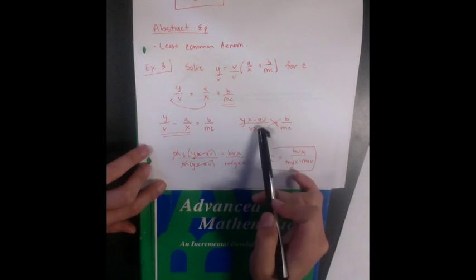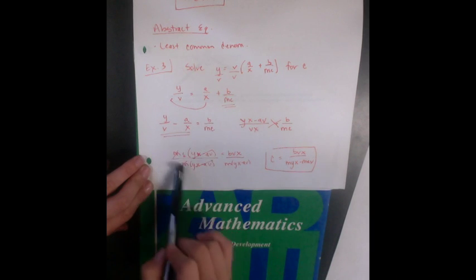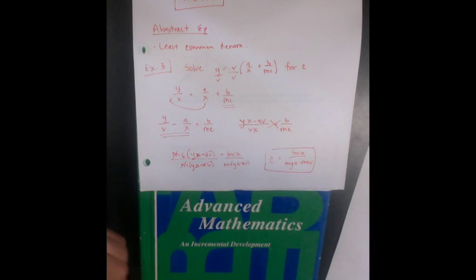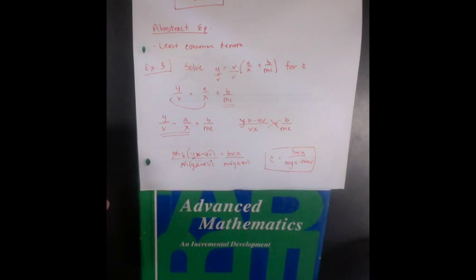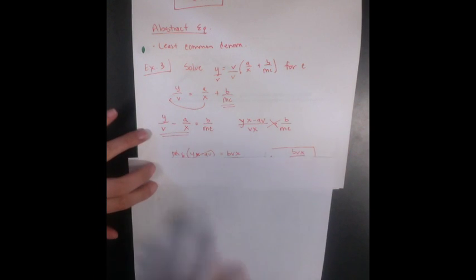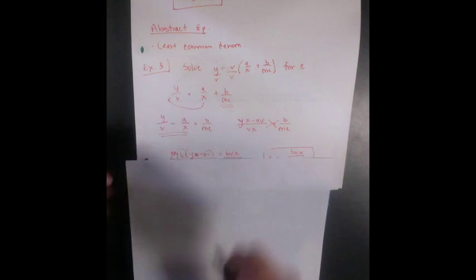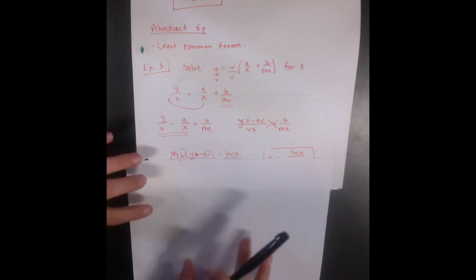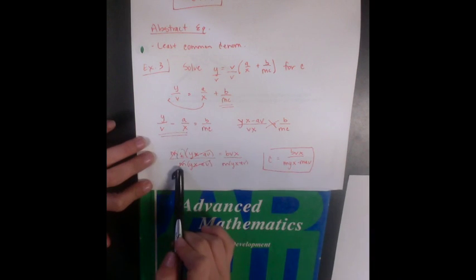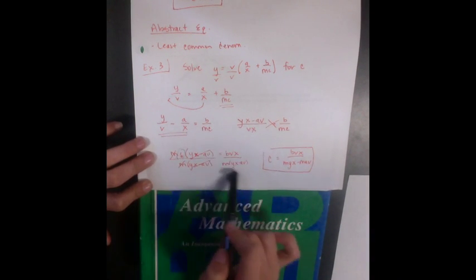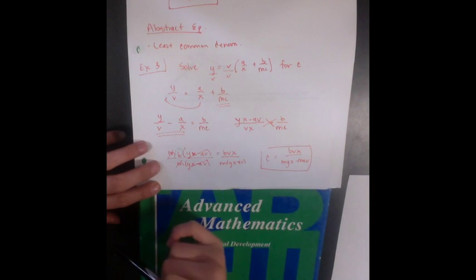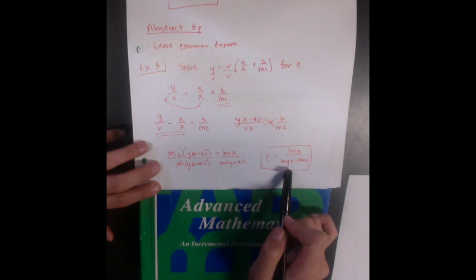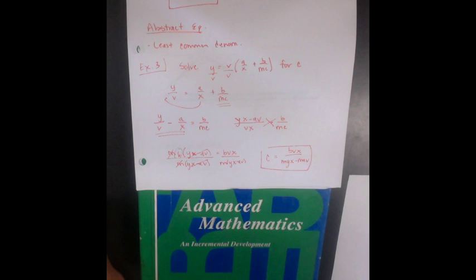And I'm going to cross multiply here. This is my cross multiplication. I get mc times yx minus av, and it equals bvx. Now I notice here I have c multiplied by a bunch of extra stuff. So I'm going to divide by all that extra stuff. Divide by m times yx minus av on both sides. And I get c is bvx over myx minus mav. Again, doesn't matter that we don't have numbers.